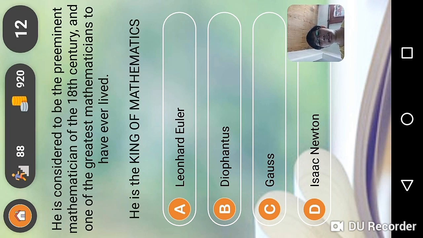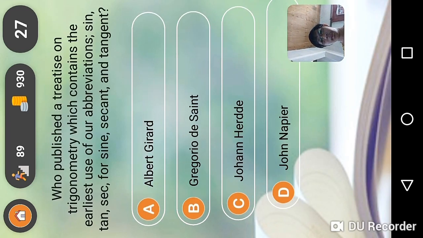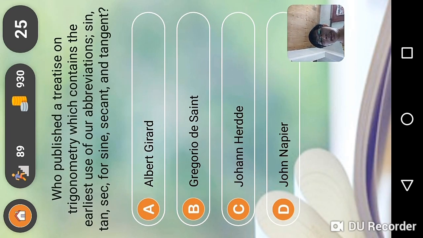Leonhard Euler. Who published a treatise on trigonometry which contains the earliest use of our abbreviations sin, tan, sec for sine, secant, and tangent? Albert Girard.